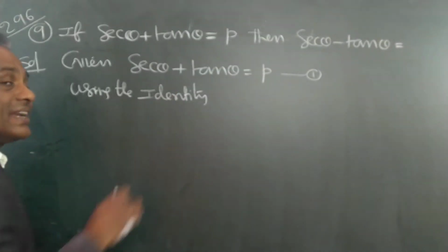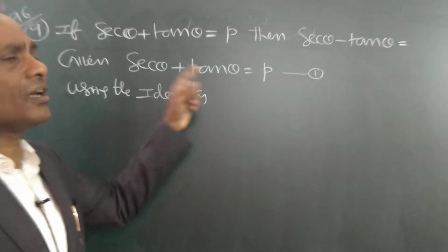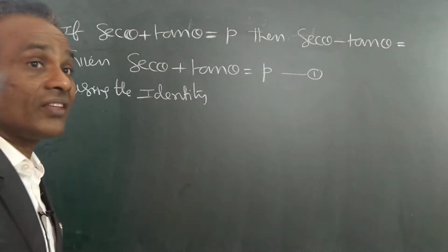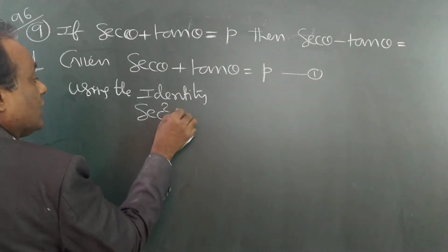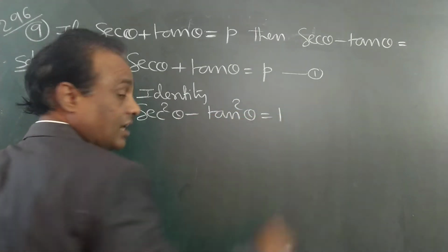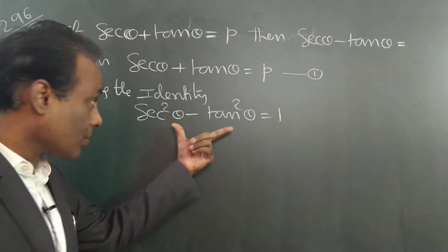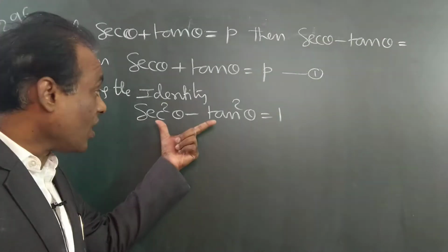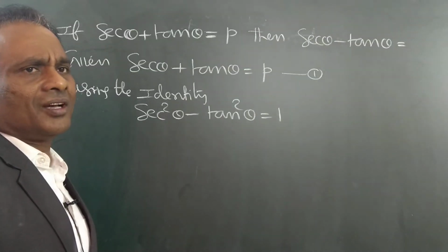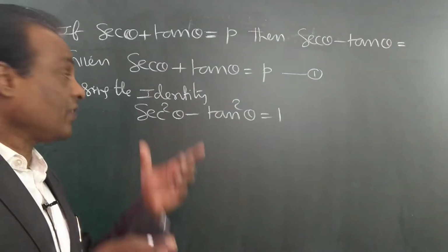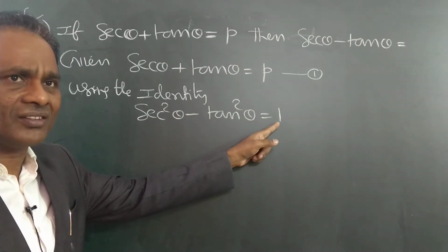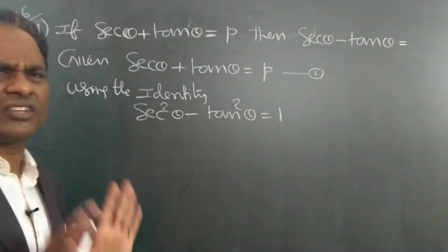So now I am using the identity in secant and tan, because the problem is in terms of secant and tan, which means we have to search for the formulas in secant and tan. What is the identity? Secant square theta minus tan square theta is equal to 1. This is the formula, the identity. I derived that formula also, and in many problems we are using this. Because we are at the end of the chapter, you should be familiar with this. You should know all these formulas.